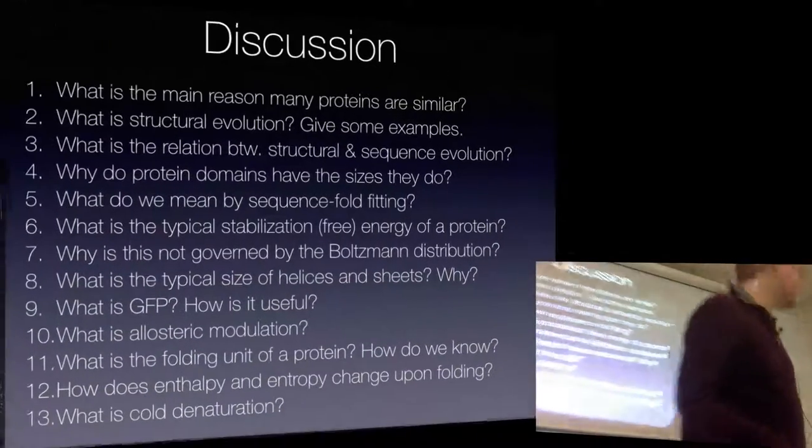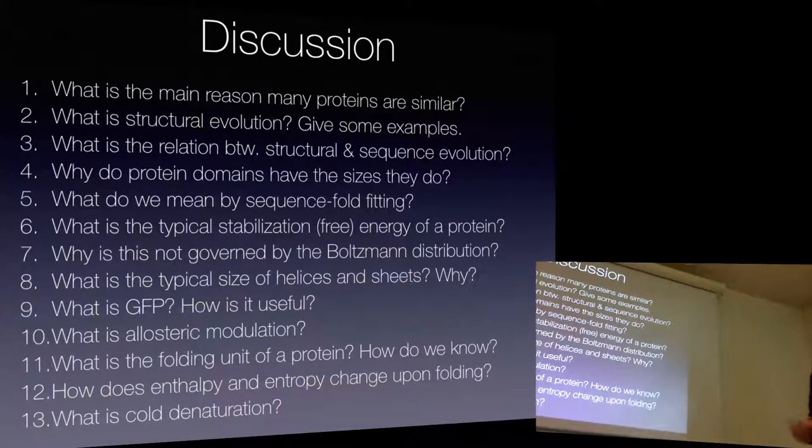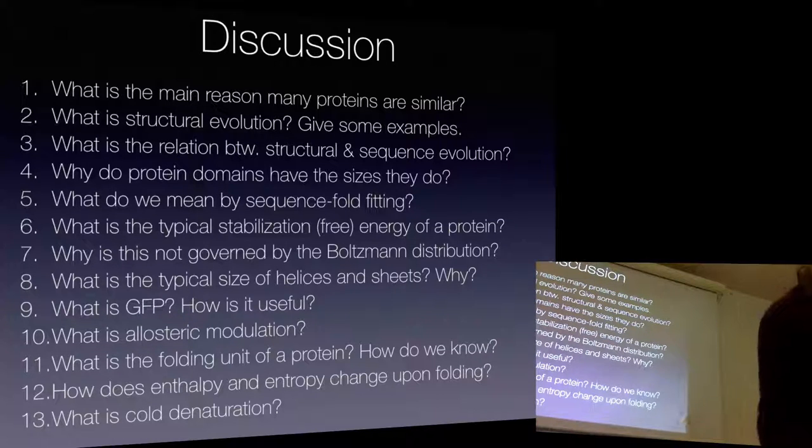Let's get started with these discussion points we've had. 13 of them, unlucky. Pick one and then we'll go through them. Nine, GFP.